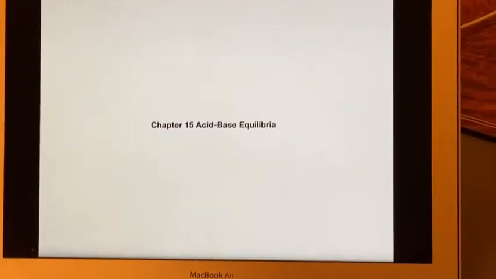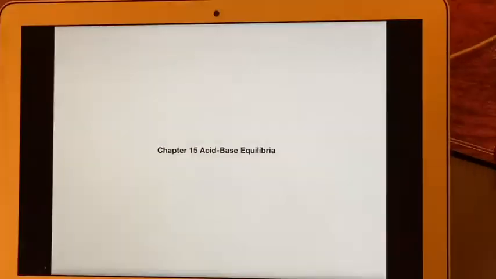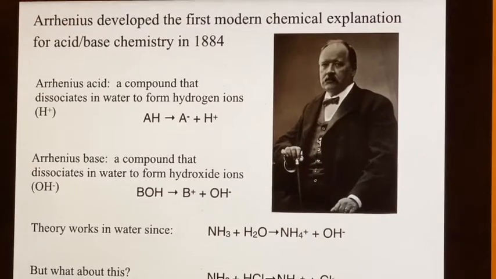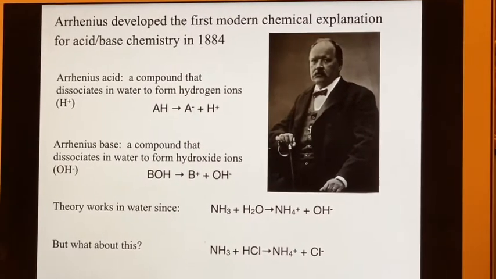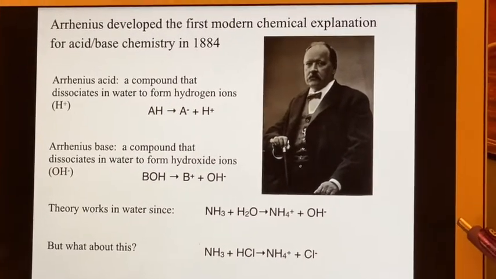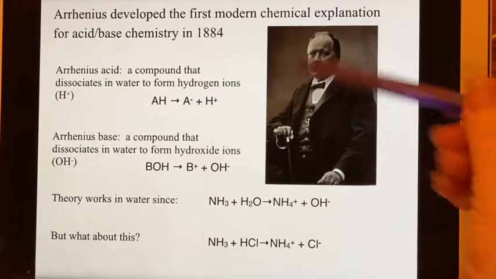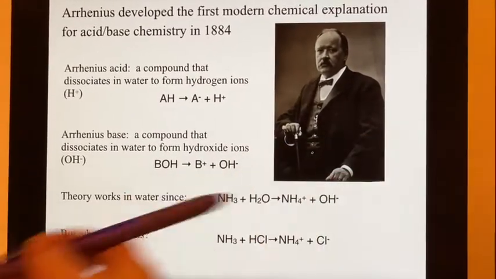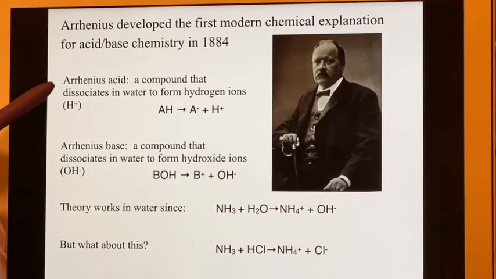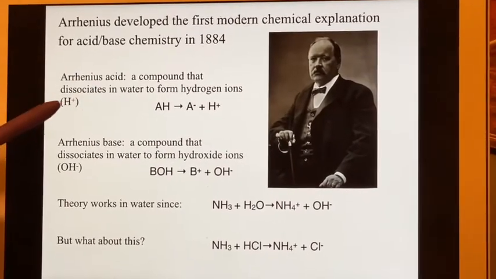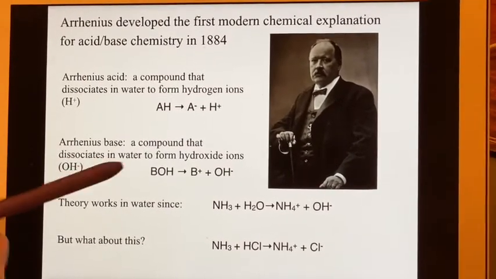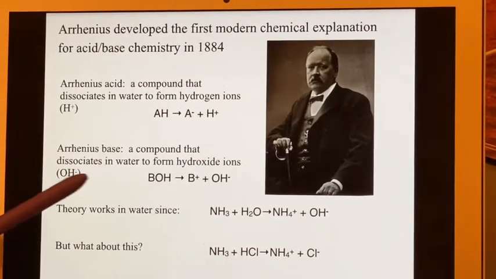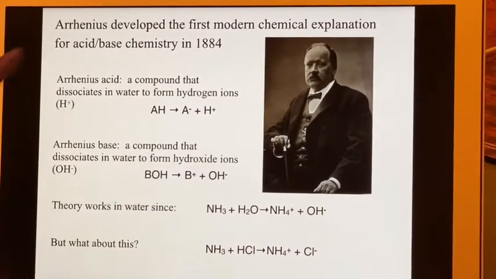We start chapter 15 on acid-base equilibria, a specific type of equilibria. Arrhenius, a Swedish gentleman, was the first person to come up with an explanation for acid-base chemistry way back in 1884. According to his definition, an Arrhenius acid was a compound that would dissociate in water to form hydrogen ions. Likewise, the base would be a compound that dissociated and formed hydroxide ions.